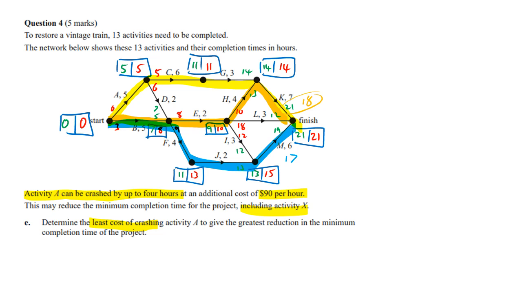It looks to me like the best I can crash is by 3 hours, which equals $270 because 3 times 90. So that's all I did. There are a couple of other paths that involve B, but you'll find they're all much shorter. So we only have to compare to the path that is longest that doesn't have A, and that was the orange path.